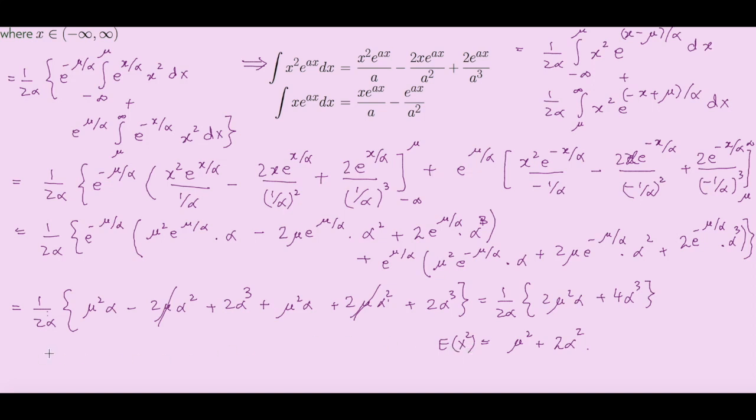If this is my second moment, what is my variance? So variance is equal to the second moment, so mu squared plus 2 alpha squared, minus the mean squared. So mean was what? Mean was mu. So mean squared is mu squared. So my variance is 2 alpha squared. So this is the variance of my Laplace random variable.